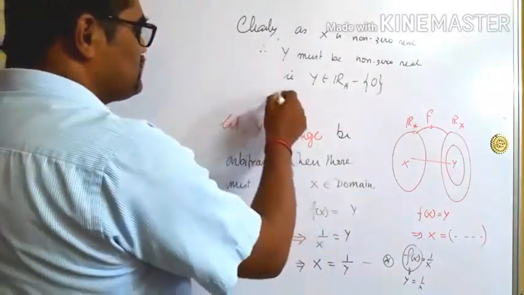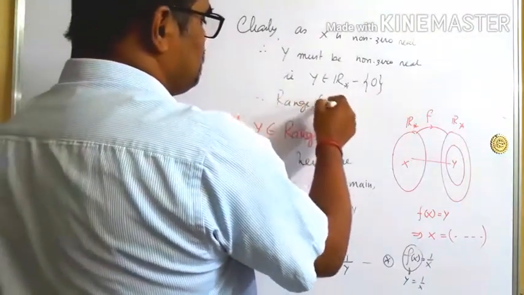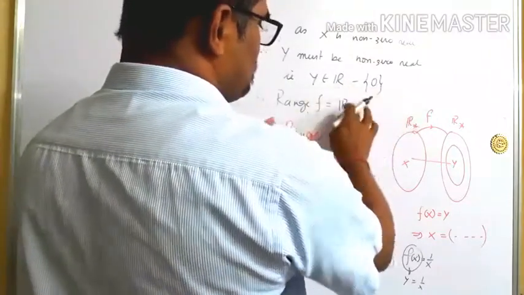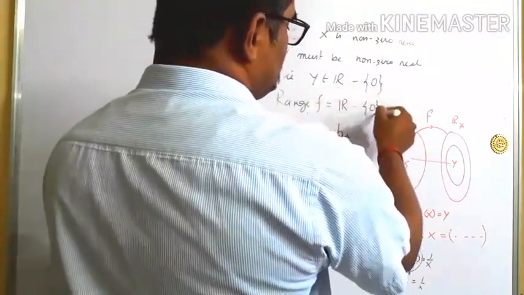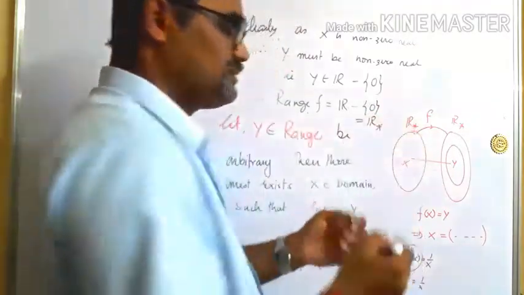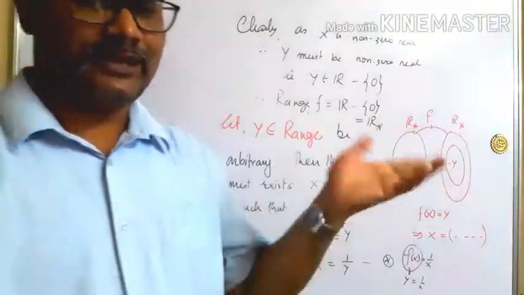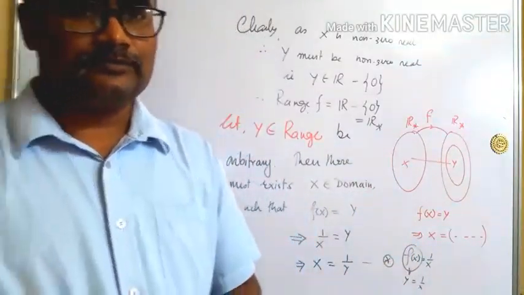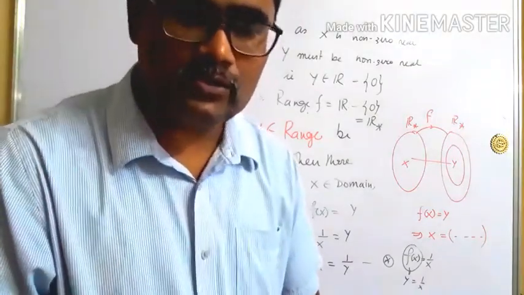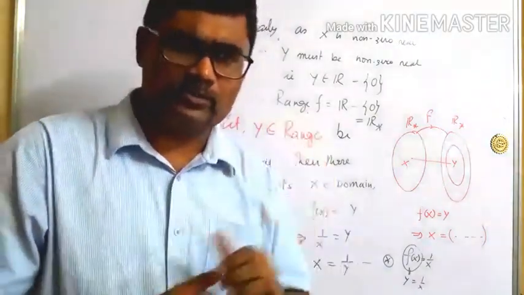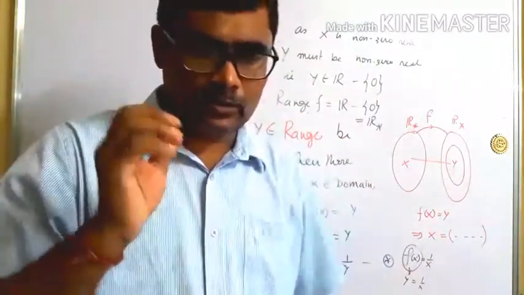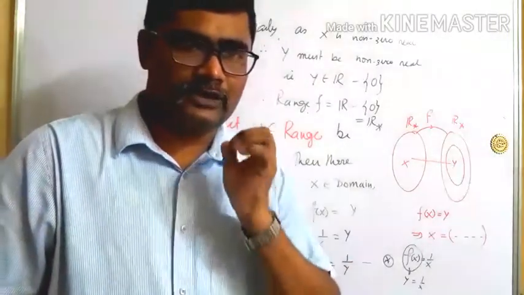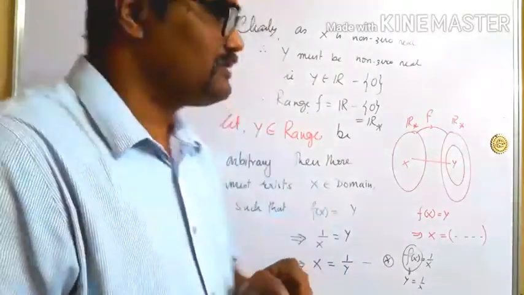So you write, therefore range of f is equal to R minus 0, that is nothing but R star. So now the domain and the range are both the same. Take a little time and make sure that you understand these things. I'm going to take more problems now, but you pause the video and try to see. You might have observed I have gone very slowly.